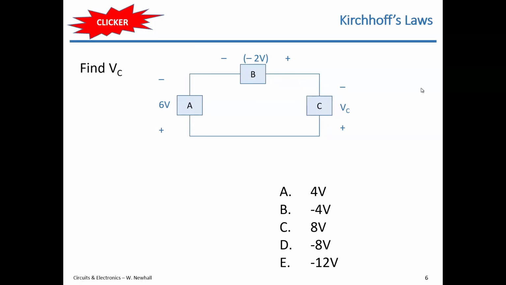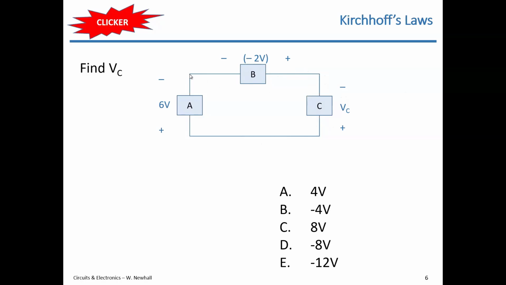Let's talk about this solution. So we have a loop. There's one loop here. We want to write a KVL equation to solve for VC. I can start at any point on this circuit or any node, and I can go in either direction. I can start up here at the upper right. I can go left. I can say plus a -2 -6 plus VC equals 0. I can go the other way. I can say minus VC plus 6 minus a -2 equals 0. I'll get the same answer.